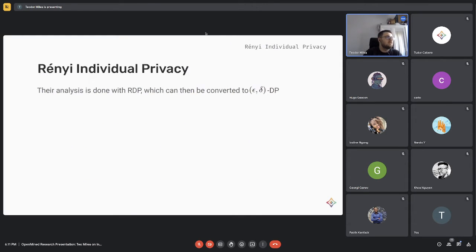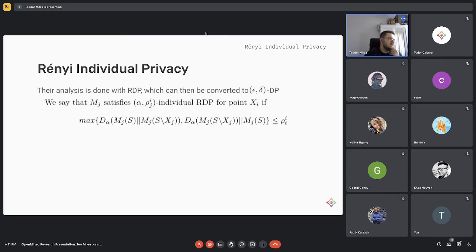Yeah. So before continuing their analysis, we have to talk a little bit about Rényi individual privacy. So they use this to do their analysis, but that's not really a problem because it can be converted later to epsilon delta DP. And here is the definition for RDP.